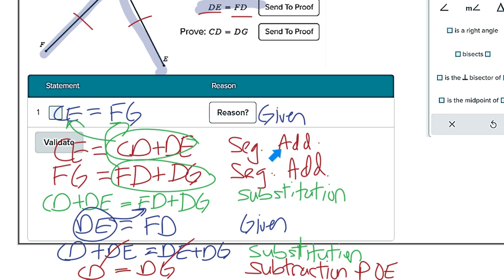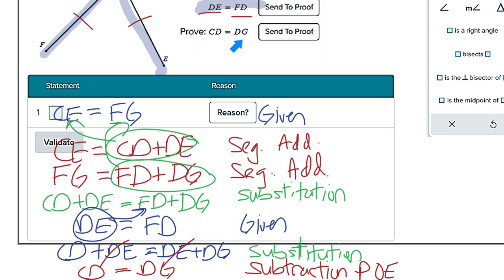Again, we're going to do segment addition twice. Again, we're going to take that because CE is this, substituted in. FG is this, substituted in. So we have the statement here. Now bring in our last given. Well, DE and FD are the same, so I'm going to plug it in here. So then I have DE on both sides, and I can subtract it to both sides so it goes away. And we're left with our prove statement.